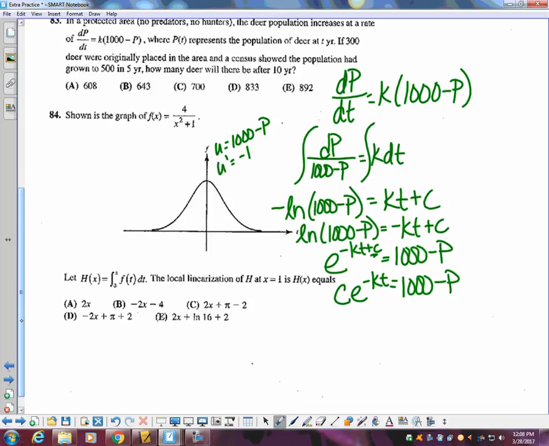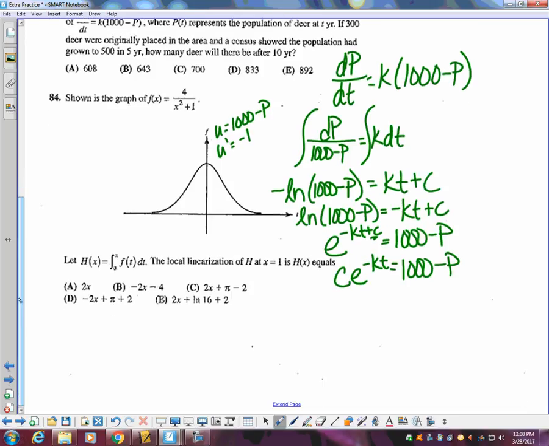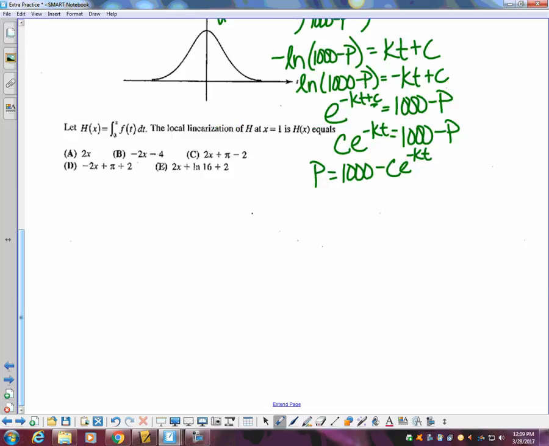And then if you wanted to, you could formally solve this for P. If I moved the 1,000 over, that would be a negative P, I'd have to change all my signs. So however you want to do this, the 1,000 is going to end up positive, and the c is going to end up negative. Just think about the algebra behind that. Just nice and easy.